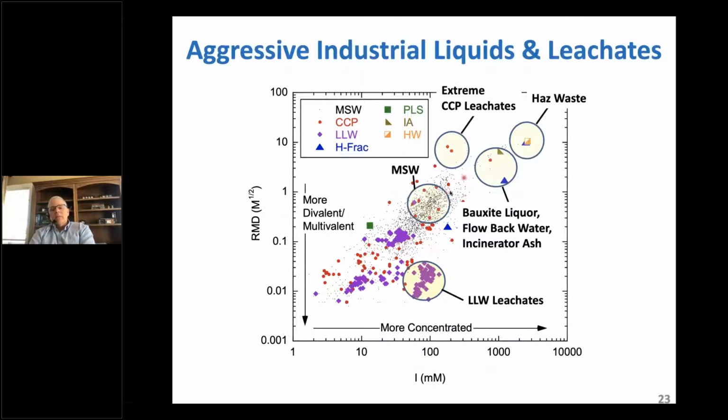We go to the right and up: bauxite liquor, flowback water, incinerator ashes, some CCP leachates will end up with much higher ionic strengths, potentially more divalent conditions, and also getting high hydraulic conductivities as well. So these guys we have to pay a lot of attention to, and we have to pay attention to things that deviate on the low side of the graph, even if they're similar in concentration to MSW leachates.